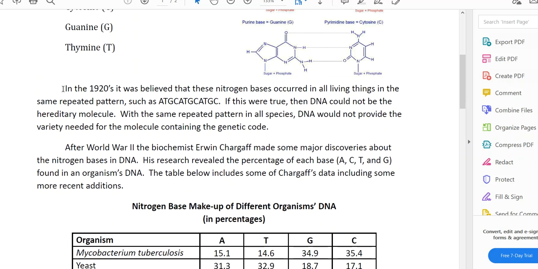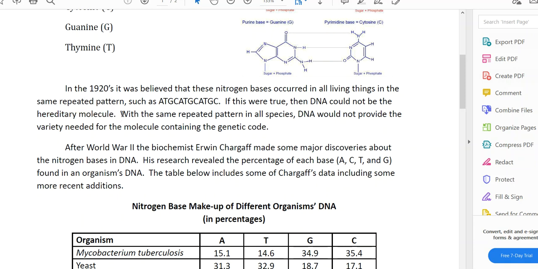Okay. All right, so in the 1920s, it was believed that these nitrogen bases occurred in all living things in the same repeated pattern, such as ATC, and so on. If this were true, then DNA would not be the hereditary molecule because there's no diversity. So you can't say that a pig is a pig and a cow is a cow and then have them have the same molecule, if you're trying to figure out what made the pig a pig and what made the cow a cow.